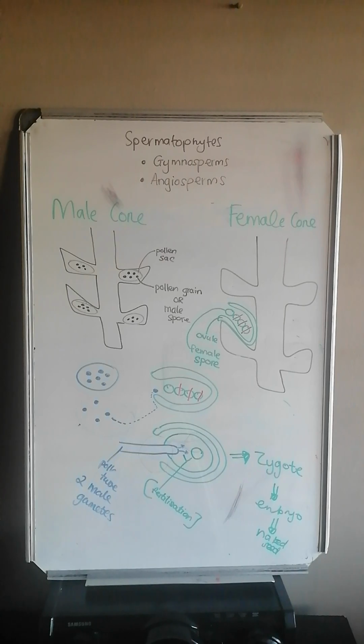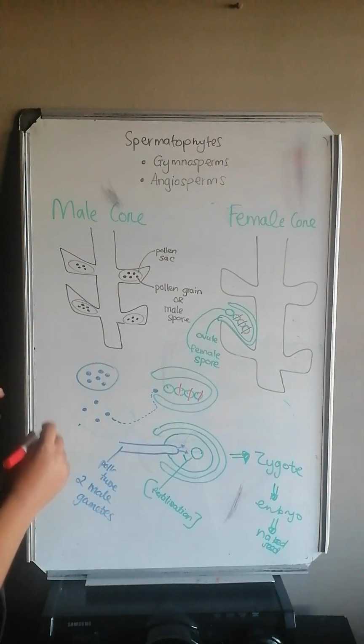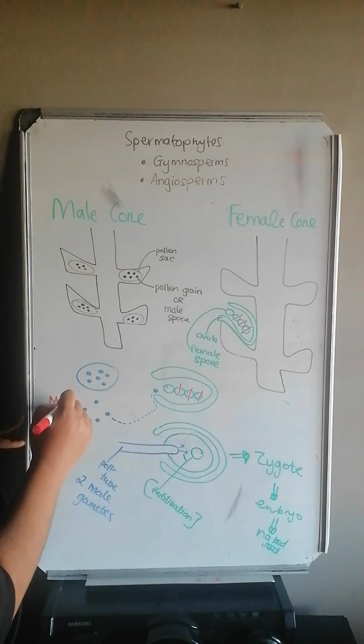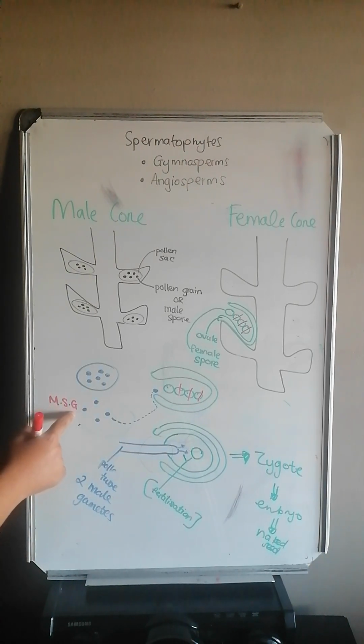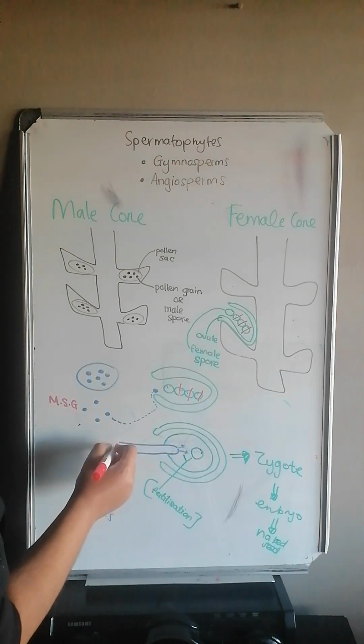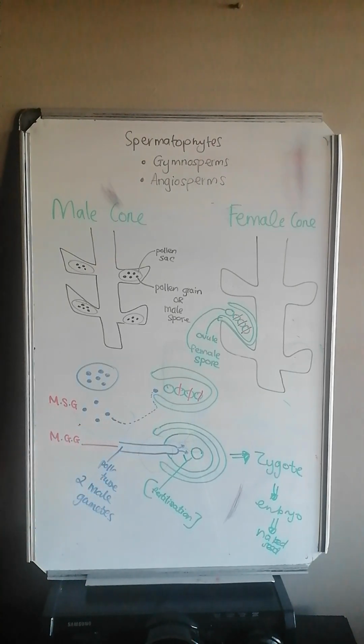Now let me just go over it again, and identify where the male sporophyte generation is and where the female sporophyte generation is. So the male sporophyte generation happens here. The male sporophyte generation is the releasing of that pollen. Then when this pollen tube forms here, that is the male gametophyte generation.